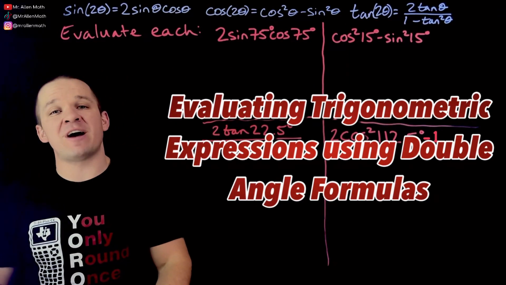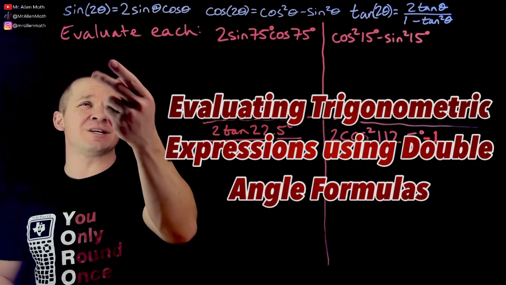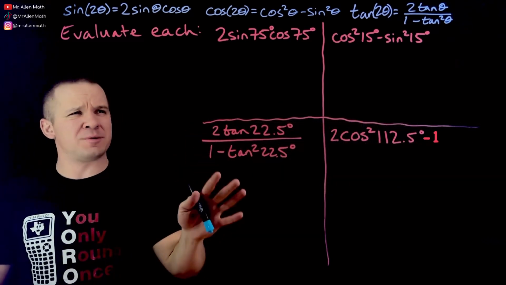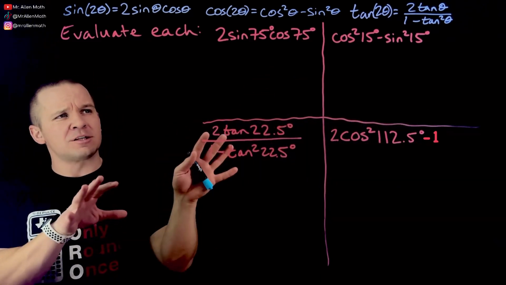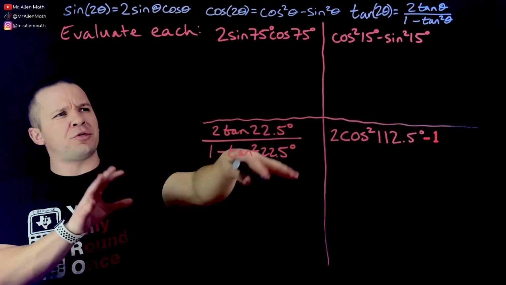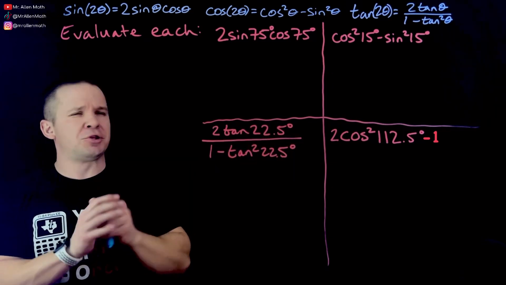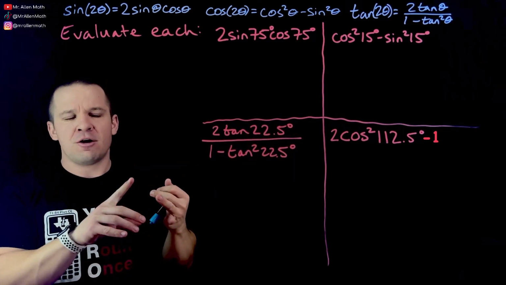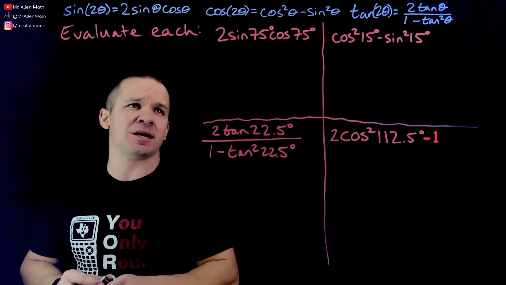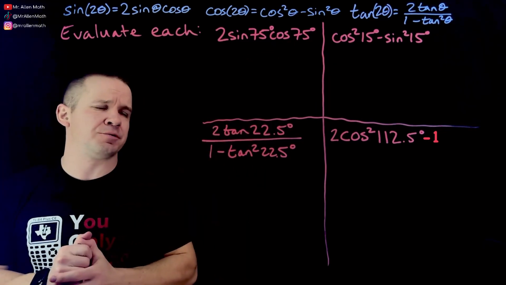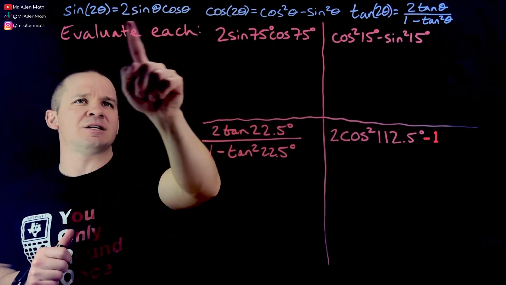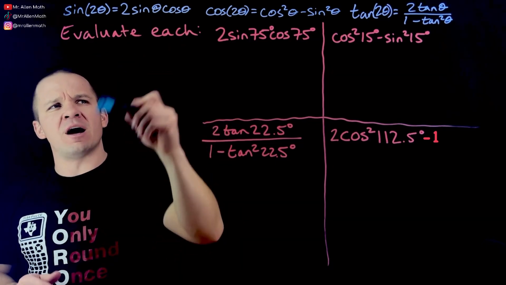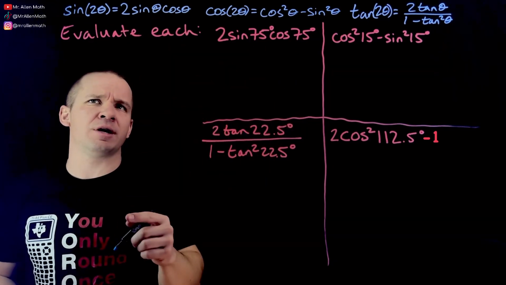Mr. Allen here with some evaluation of trig functions using our double angle formulas. We got some interesting looking problems here. It looks like it's the formulas with degree measures in them, but they're not nice degrees, right? They're not our 30, 45, and 60 degree reference angles. We got 75 in this first one, but that certainly looks like this sine double angle formula, right? With theta here is 75 degrees.